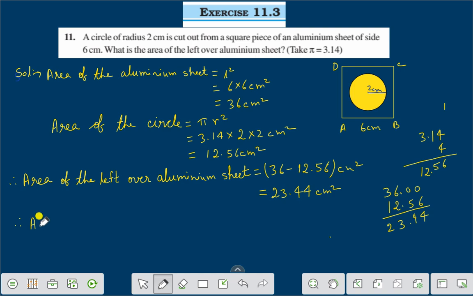Therefore, the area of the leftover aluminum sheet is 23.44 centimeter square. This is the answer.